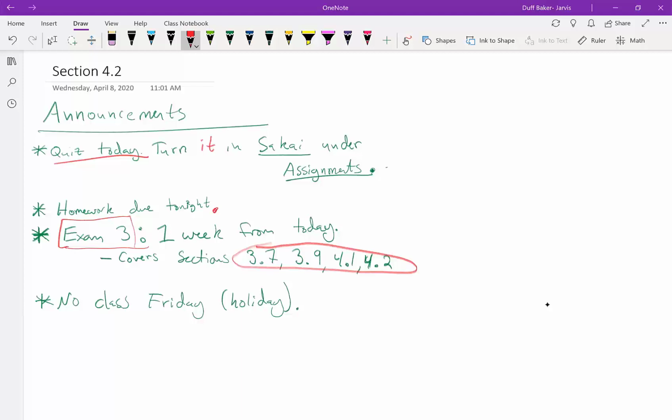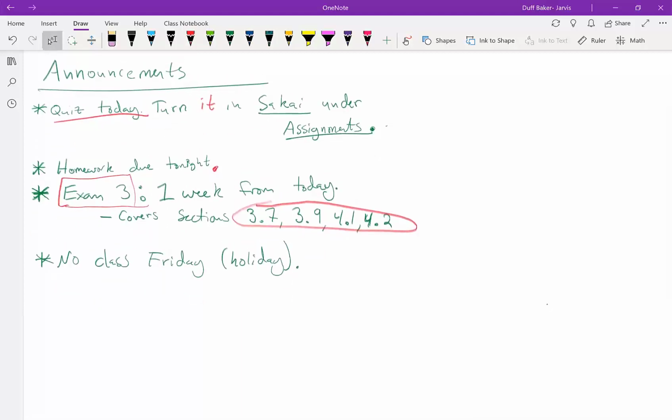And it'll be essentially the same format as the previous exam. And the last thing is that there is no class on Friday because it's a holiday for the university. Alrighty, so beyond that, do you guys have any questions before we get started jumping into section 4.2? No? Okay.